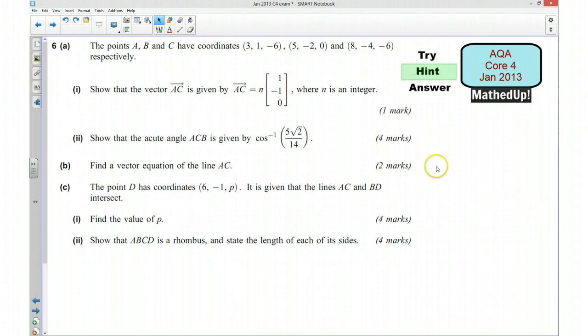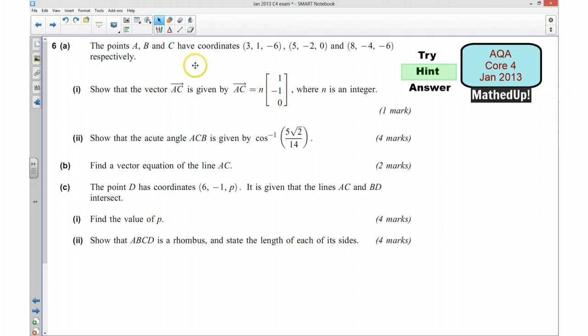Okay, well done if you managed to have a go at the question. I'm now going to go over a hint as to how you can go about answering the question. We're given the points A, B and C, and we're told their coordinates. We first of all want to show the vector AC is given by this here.